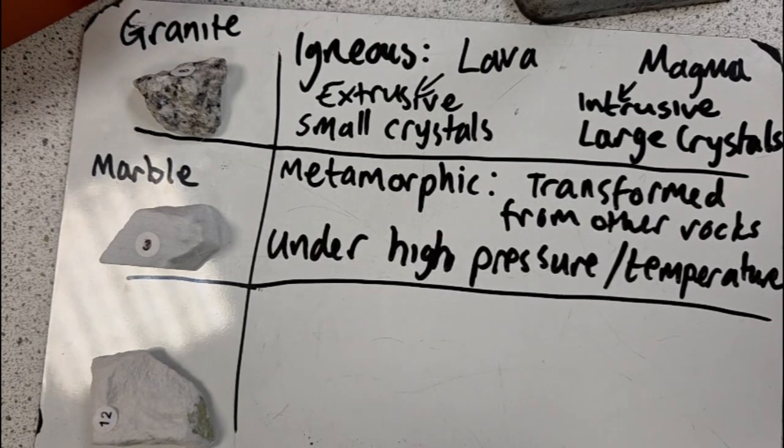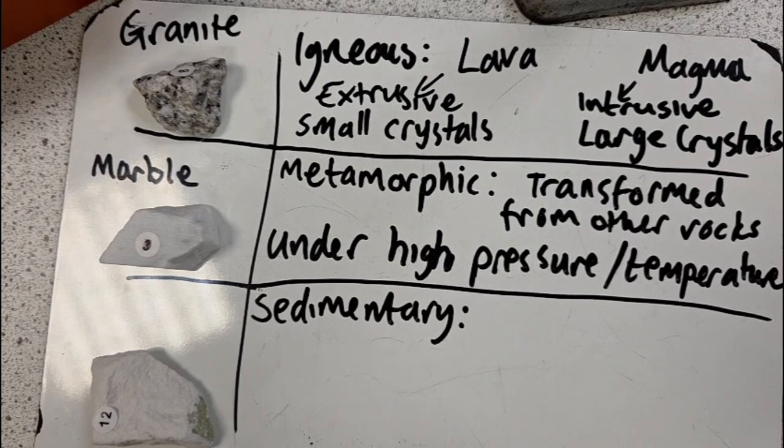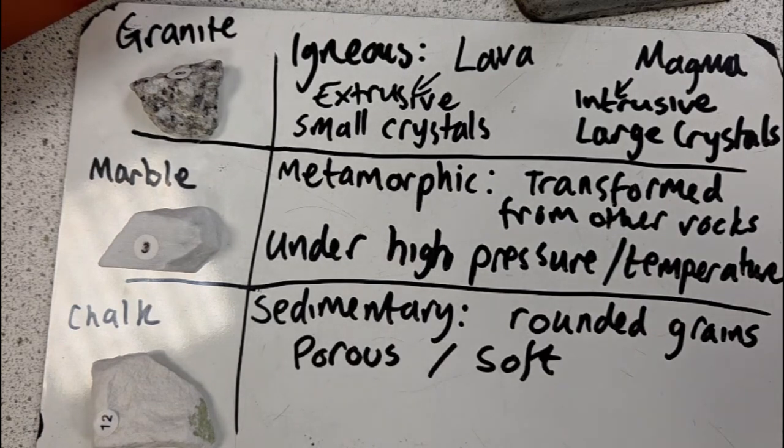And lastly, we have our sedimentary rocks. The example here is chalk. Sedimentary rocks are made with rounded grains, which means they're porous, they can absorb water. It also makes them very soft. And these are the rocks in which it's most likely to find fossils.